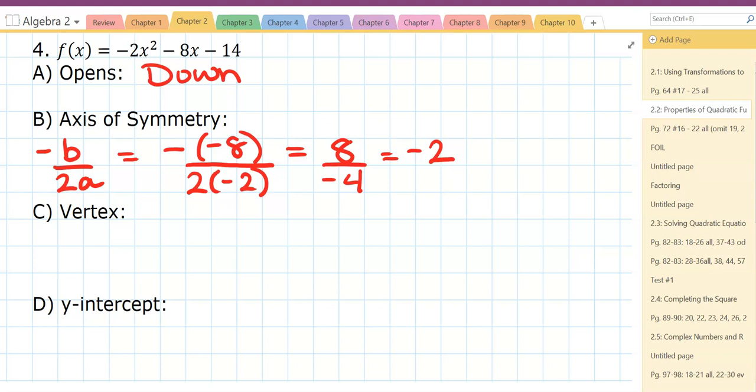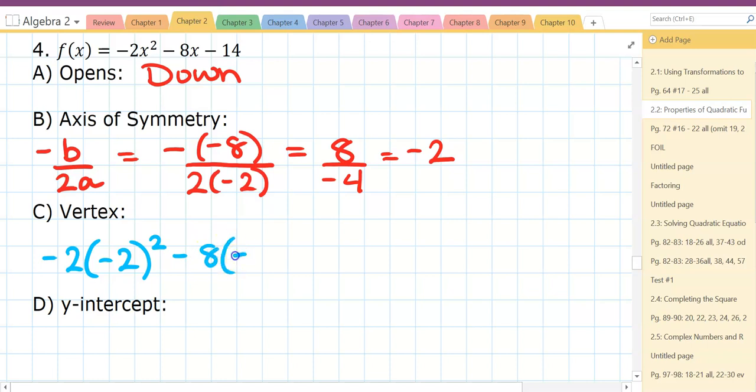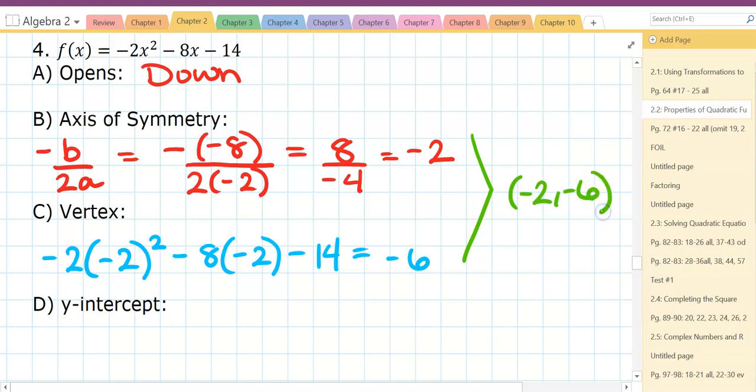Now we plug this in. So -2 times -2 squared minus 8 times -2 minus 14. That should get you -6 when you type it in. If you use a calculator, just type that in exactly how I have it written there. And then your vertex here would be -2, -6.